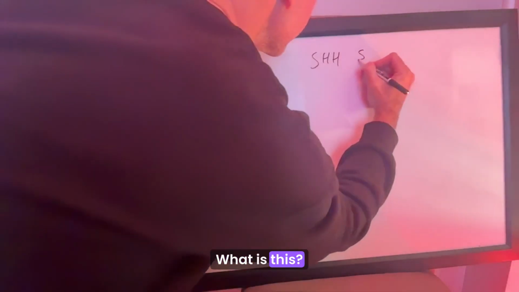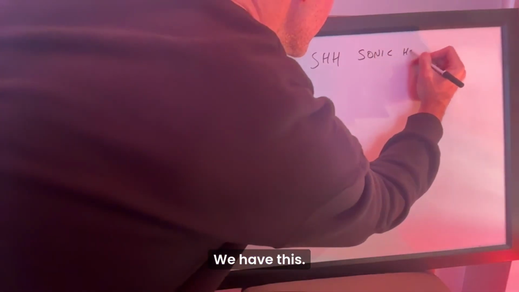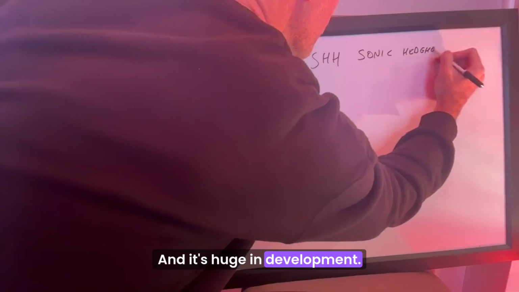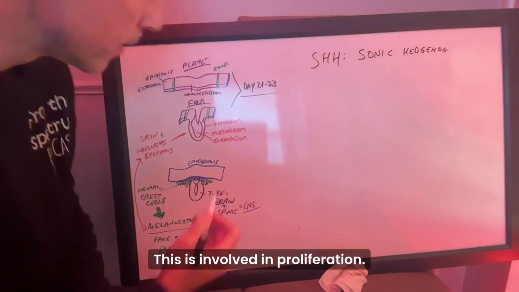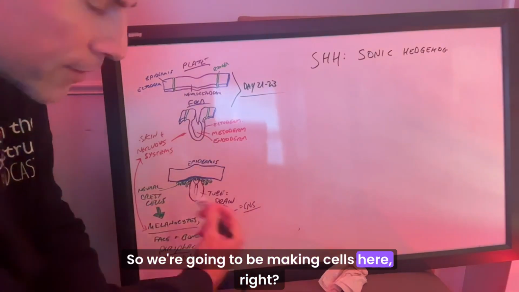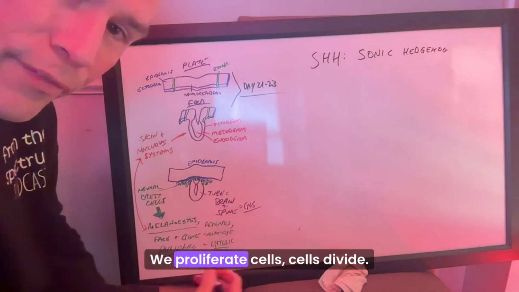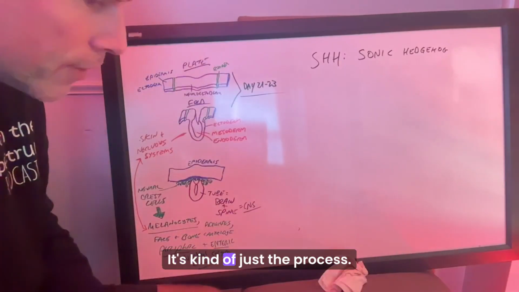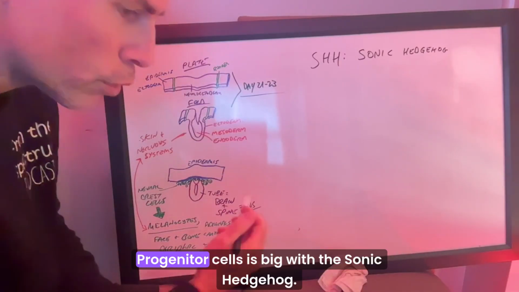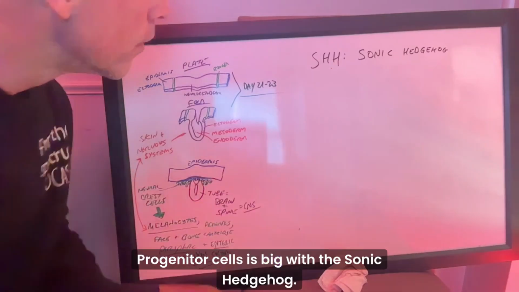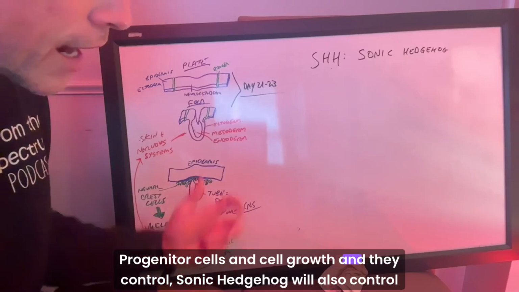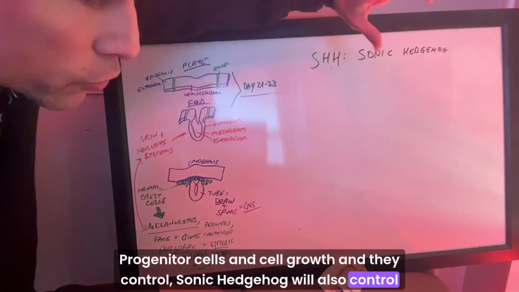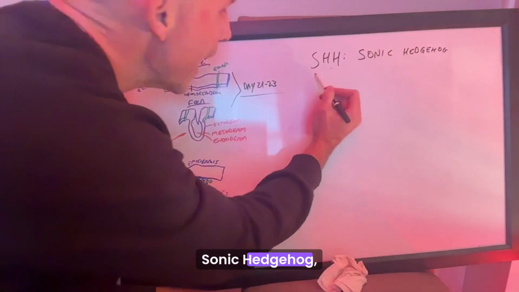So just recapping these. SHH. What is this? And it's huge in development. Sonic Hedgehog. This is involved in proliferation. So we're going to be making cells here, right? We make a lot of cells here. We proliferate cells. Cells divide. It's just the process. Progenitor cells is big with the Sonic Hedgehog. Progenitor cells and cell growth. And Sonic Hedgehog will also control cell survival. Sonic Hedgehog is involved with motor neurons and interneurons.